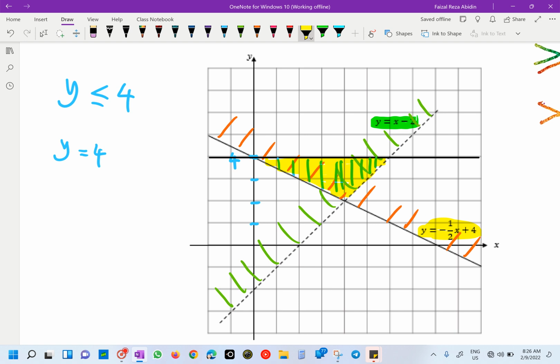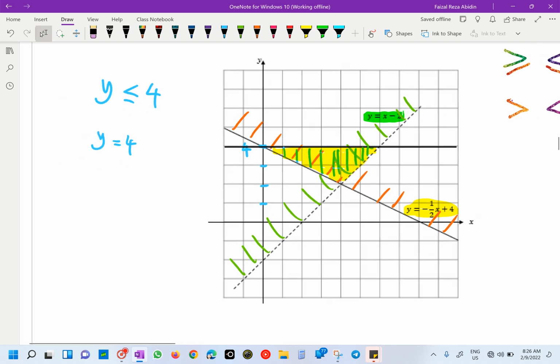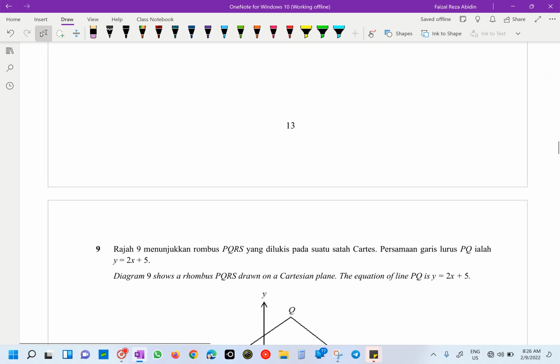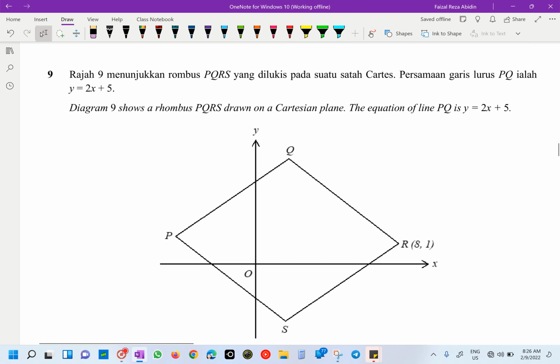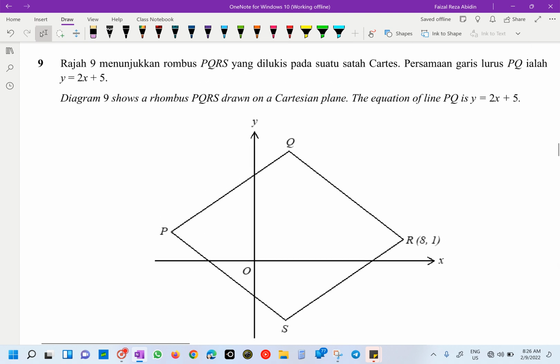Okay. Can I proceed to the next one? Will be number 9. Number 9 pula. Questions number 9. Our form 3, straight line. Kan? Form 4 pun belajar juga straight line. Form 5 pun belajar juga. Belajar ke? Okay. Diagram 9 shows a rhombus.